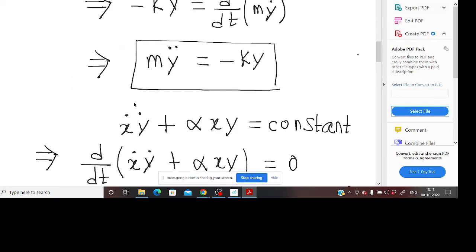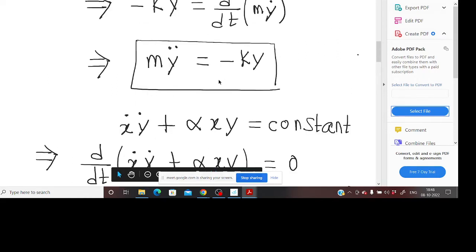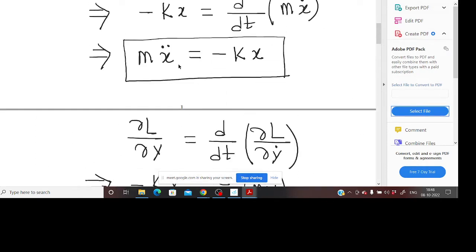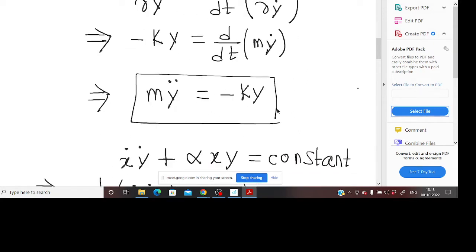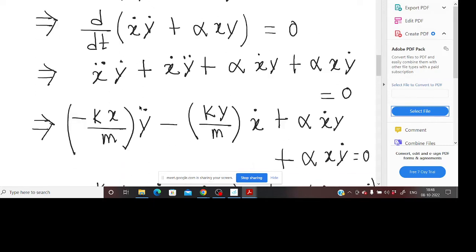So here I think I need to explain just this thing only. Here I have used x double dot equal to minus kx by m and y double dot equal to minus ky by m, because I have found the equation of motion corresponding to the coordinates x and y as x double dot equal to minus kx by m and y double dot equal to minus ky by m. That's all. And here as this is constant, you have to take differentiation of this thing and set it to 0, because you know the differentiation of a constant with respect to time is 0. That's all.